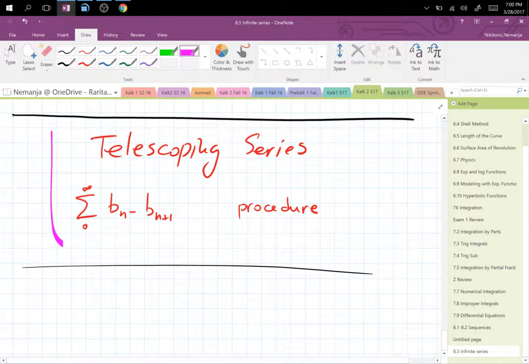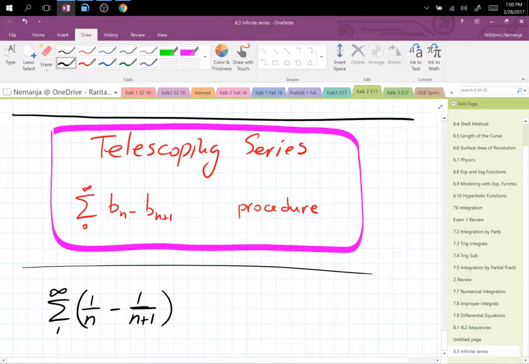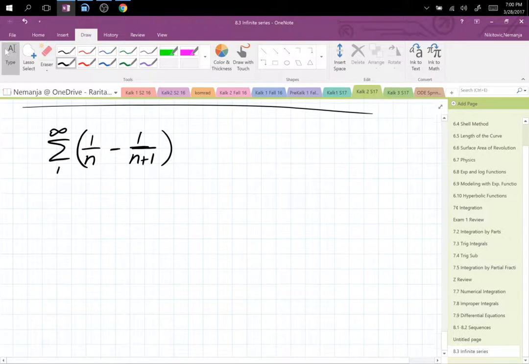I'll just put this in an exaggeration box. So for telescoping series, let's take a look at the summation, let's say from 1 to infinity of 1 over n minus 1 over n plus 1. So this is called a telescoping series. And this is how it works.